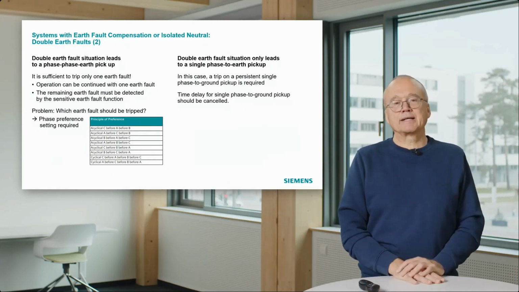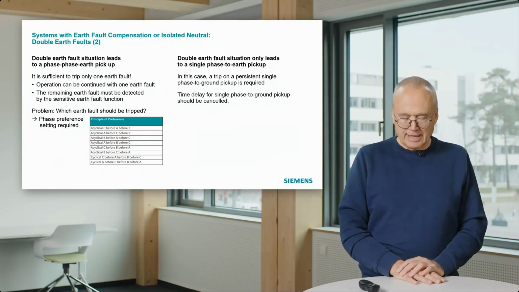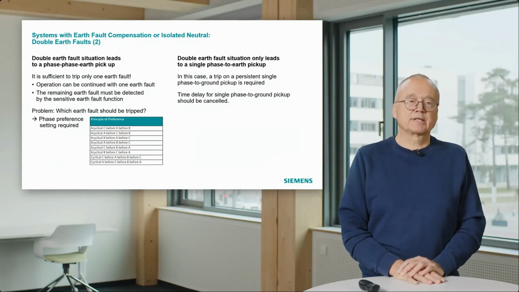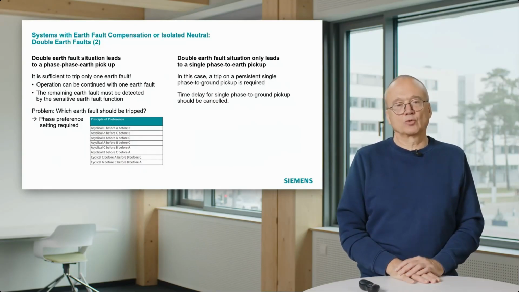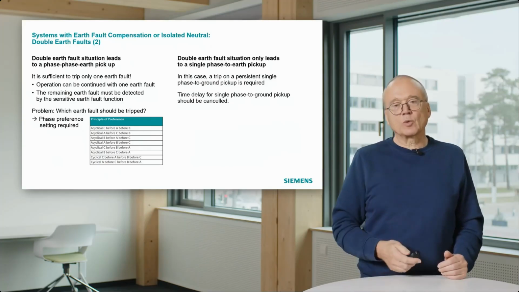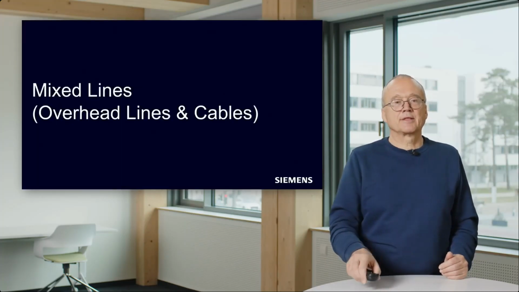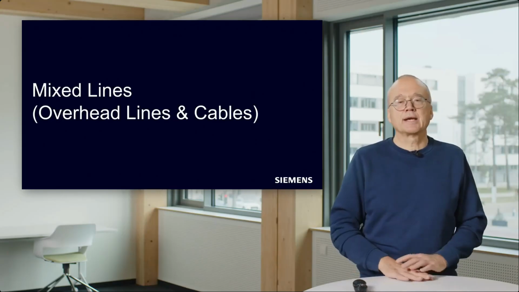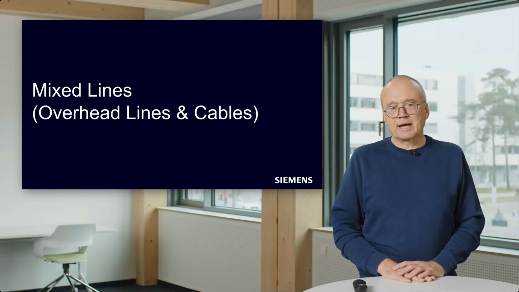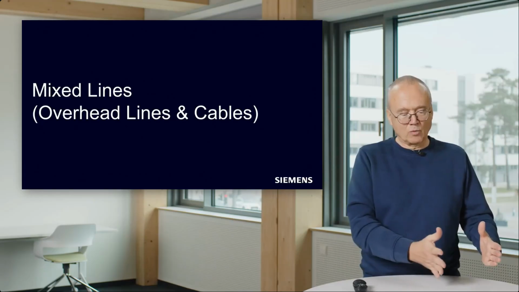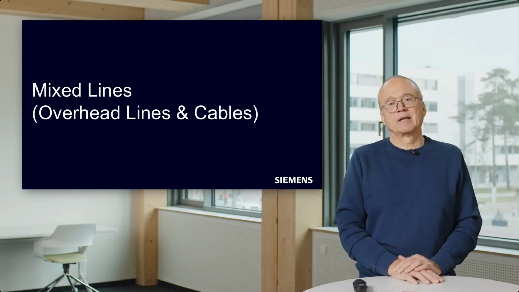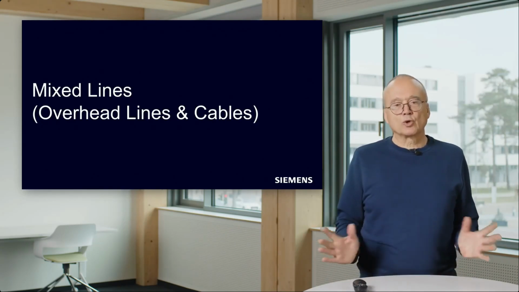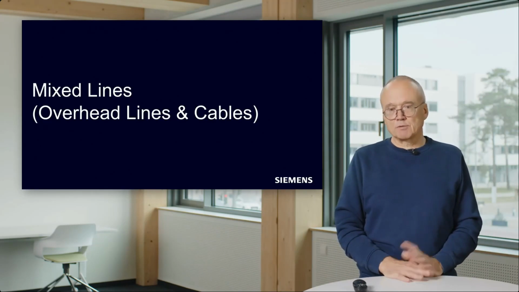So that was applying distance protection in a system with compensated network, with earth fault compensation, or with isolated neutral. The last thing I would like to discuss is the application of distance relay on mixed line. That means where we have a line which consists of an overhead line part and a cable part. That is also a thing which occurs more often in distribution systems, but you can also have it in subtransmission or even in transmission.